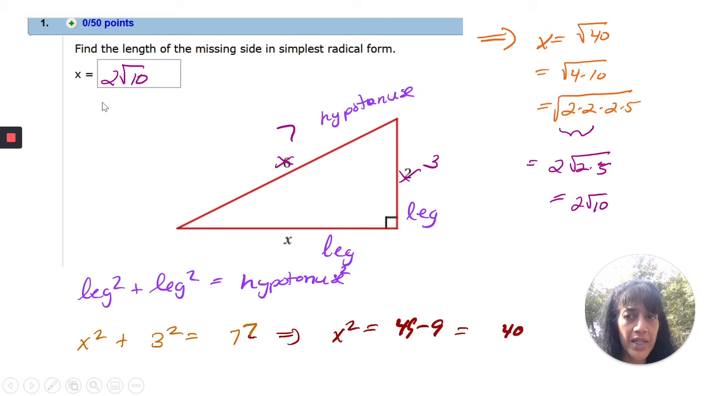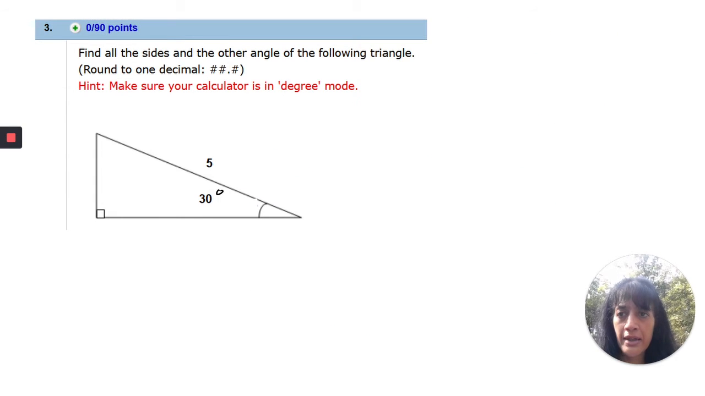You can try square root of 40 or whatever you get for your problem, but I think that's what you have to do. This one is a combination of Pythagorean's theorem and the angles, and I changed the numbers here. I made the degree of the angle 30 and the side 5.